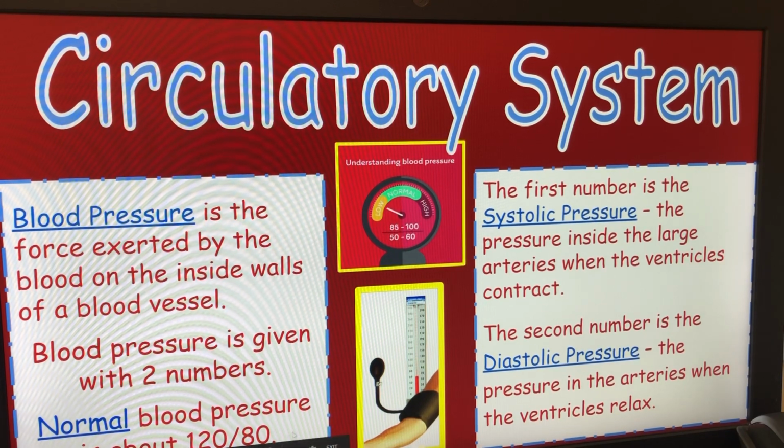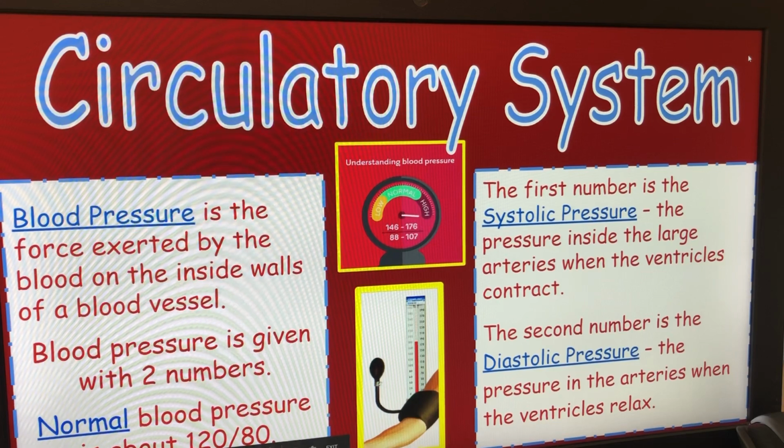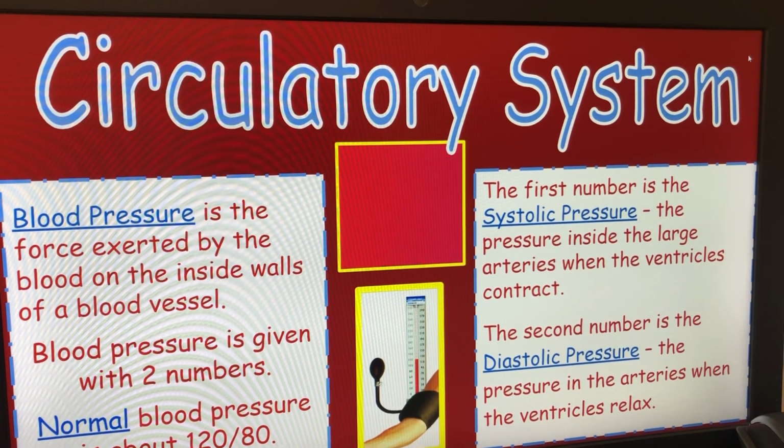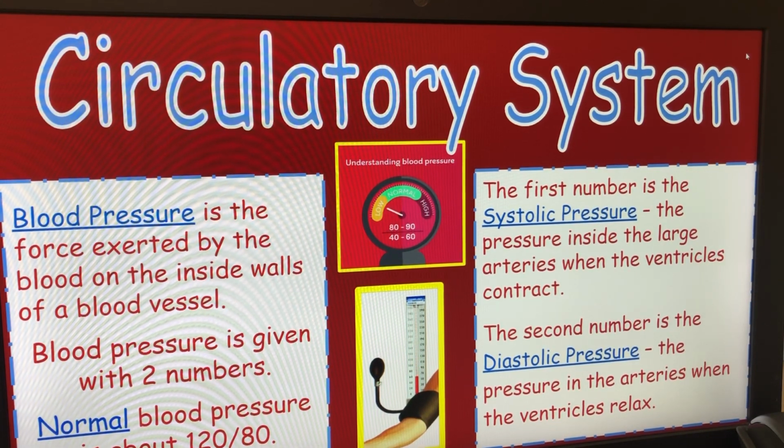The second number, which is also known as the bottom number, is your diastolic number. It's your diastolic pressure, the pressure in the arteries when the ventricles relax.